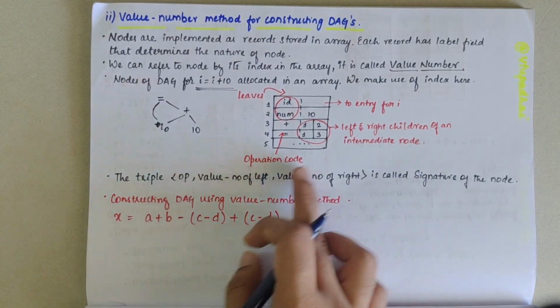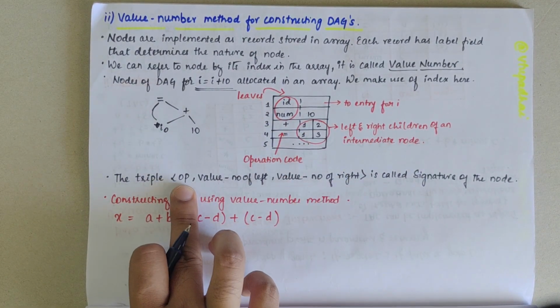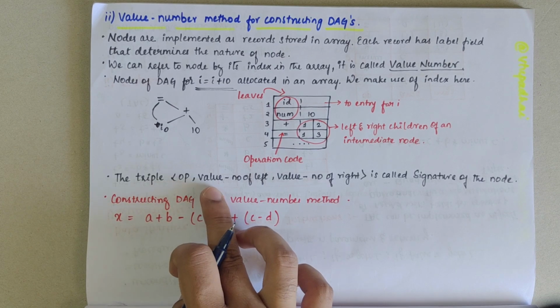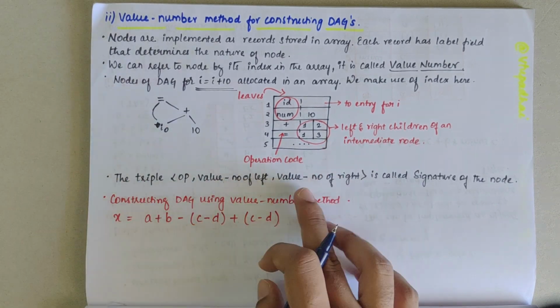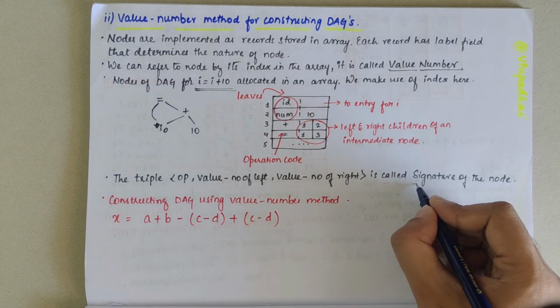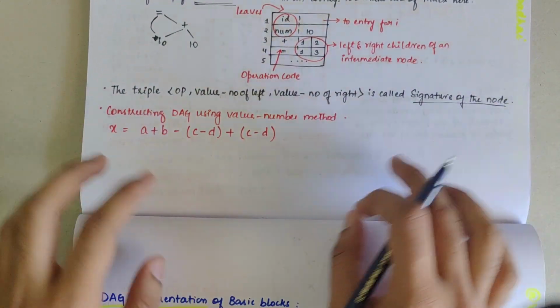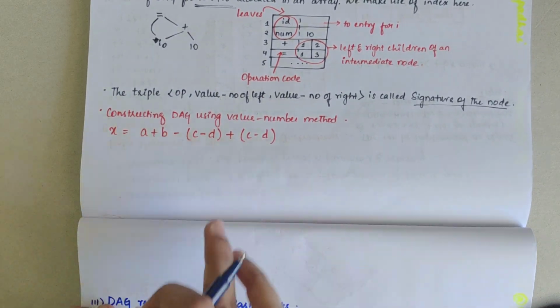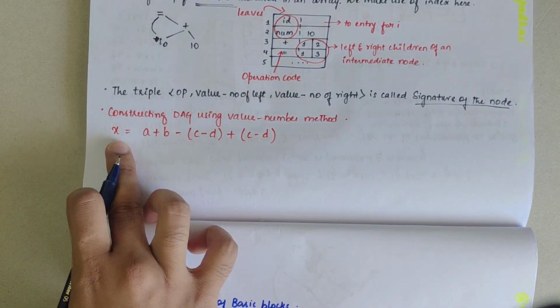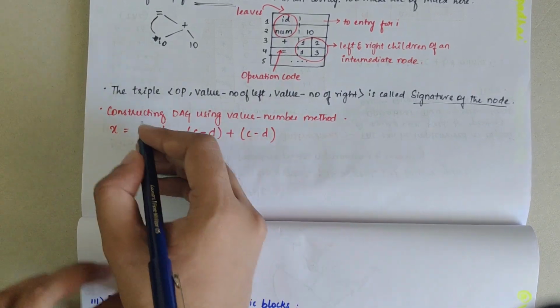So here the triple can be written as the operation followed by the value on the left side and the value on the right side. It is called the signature of the node. So we'll look into this example to construct the DAG using the value number method. So this is the expression which they have given.